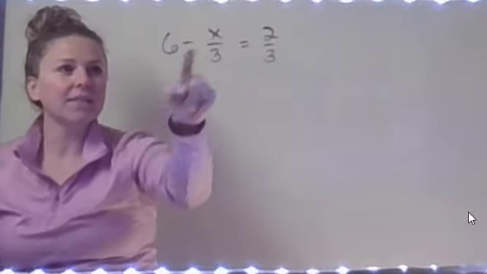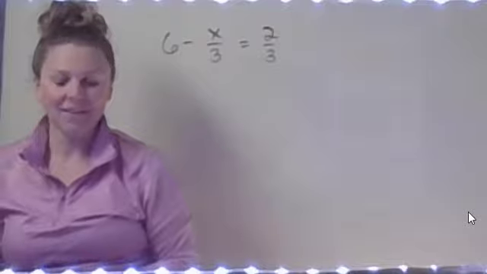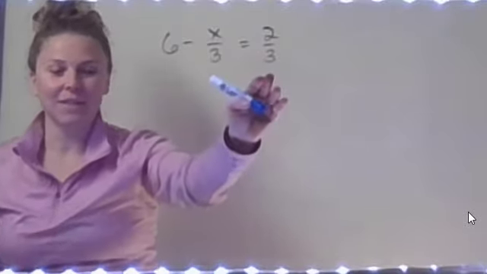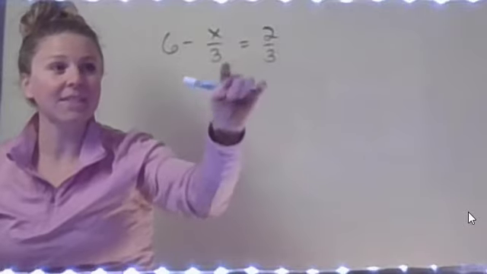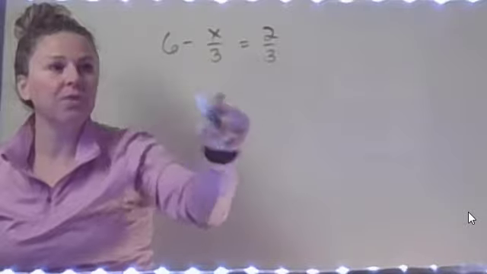It's a fun problem. 6 minus x over 3 equals 2/3. So go ahead and hit pause. I think you've got this. Now, it's really exciting to see these two fractions with the same denominator, but they're not like terms. This is an x value, and this is a number value. So the first step is to move the number over.